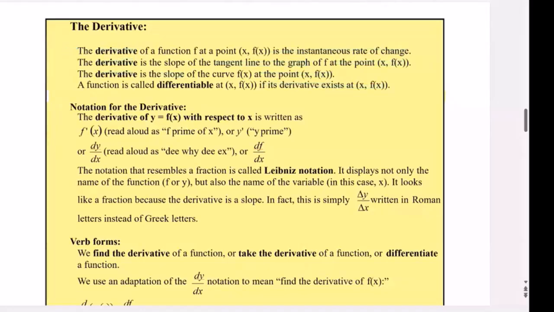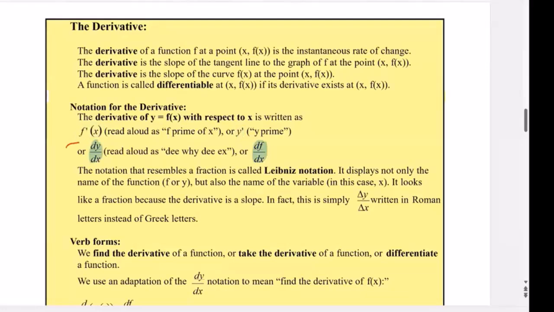Next, there's a lot of different ways that we can say derivative. The derivative of y equals f of x with respect to x, I know you don't understand that, I will explain it, is written as, we can use this notation, f prime of x. So we say f prime of x, or we can say y prime. When we see that little apostrophe, we know it's the derivative.